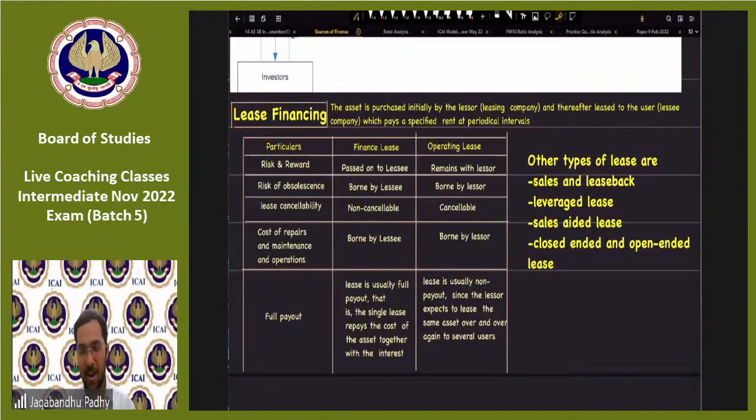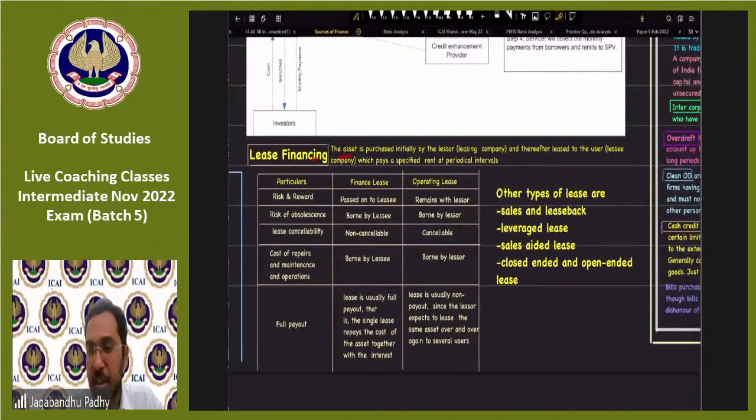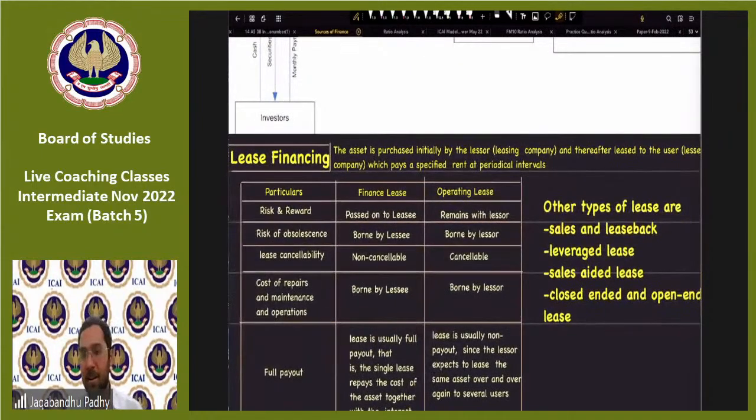What do you mean by lease? AS 19. Okay. In lease we say there are two types of lease: an operating lease and a finance lease. You might be aware of the basic difference between them. But the first thing is that in lease financing, the asset is purchased initially by a lessor and thereafter leased to the user company, which pays rent at periodical intervals. So in lease, we give a typical asset to a lessee, and against that asset we receive some sort of rentals.